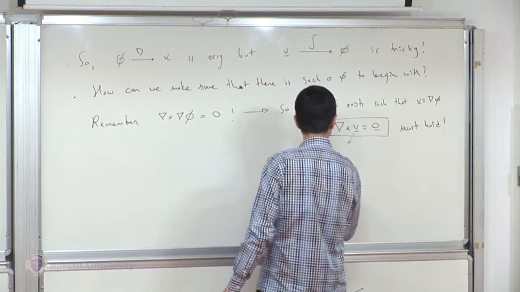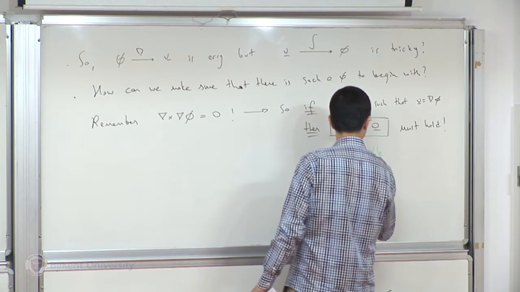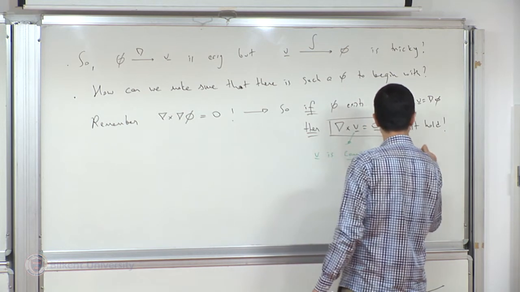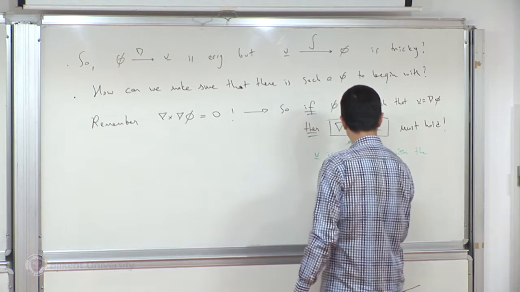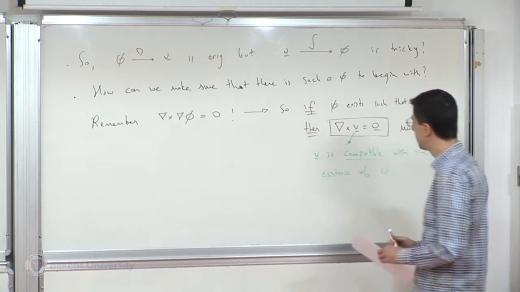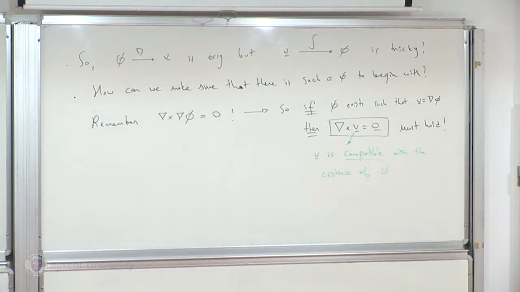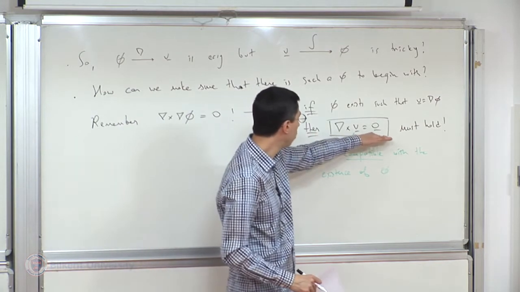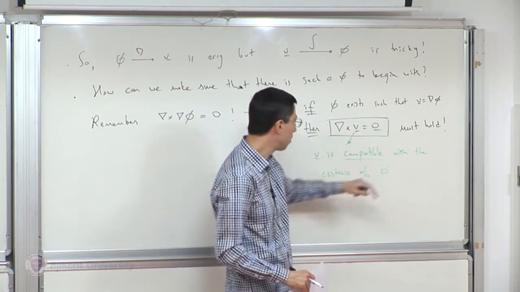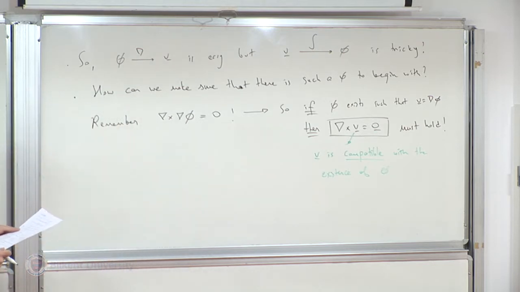So whenever v satisfies this equation, we say that v is compatible with the existence of phi. I'd like to calculate phi using v, and I need to make sure that such a phi exists. I check this condition. If it holds, I know that v does come from the gradient of phi. In other words, v is compatible with the existence of such a function.